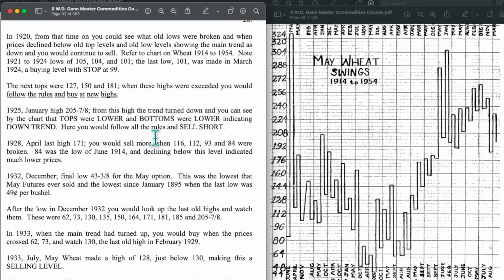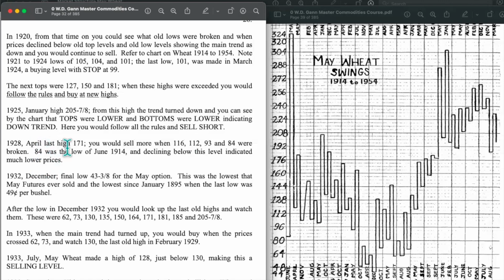Let's read that further. We had lower lows being made. In 1928, again, the prices started moving down gradually, and 84 was broken because this was the previous low, the low of June 1914. So 1914 was a previous low, and declining below this level indicated much lower prices. When a low has been broken, the prices will again start moving down.